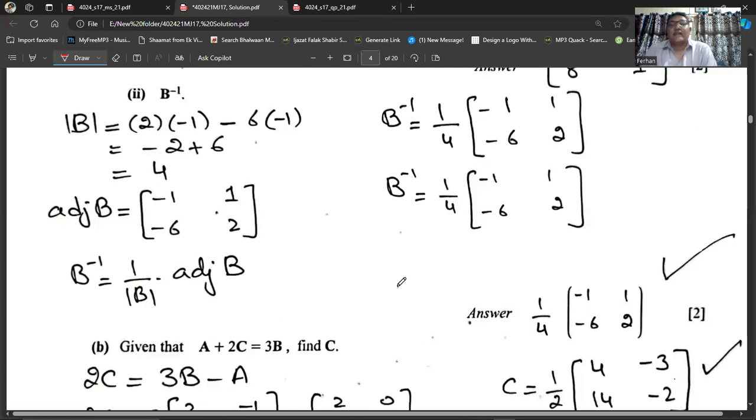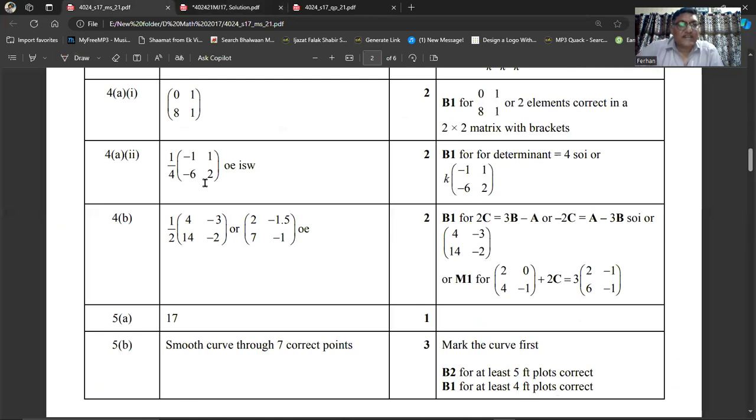I hope you understand how we have found the B inverse. You can look at the marking scheme also. This answer is right. This answer is right, sir. I hope you know how this is done.